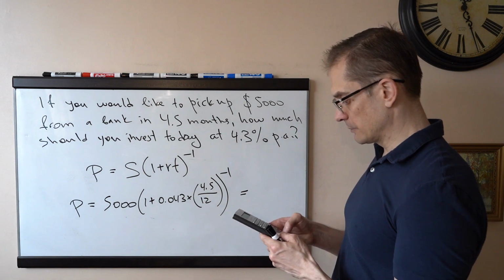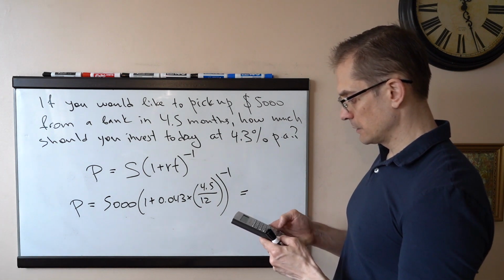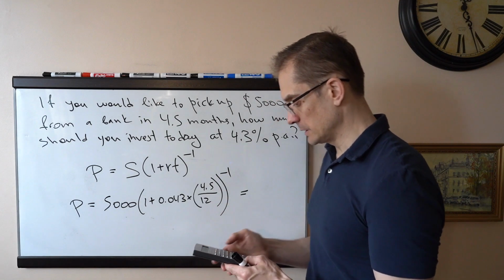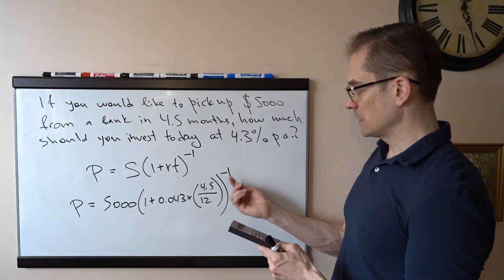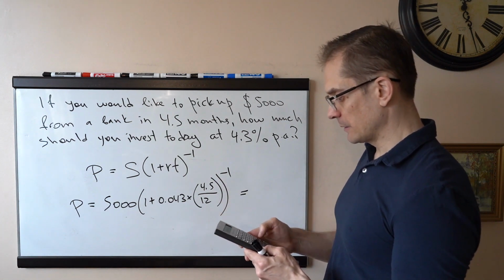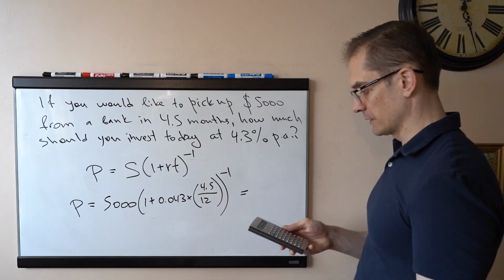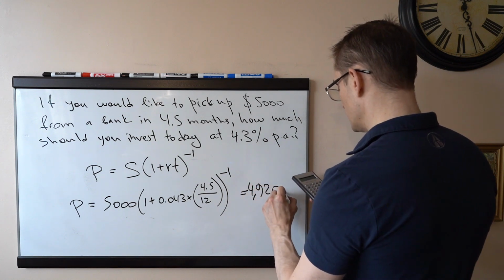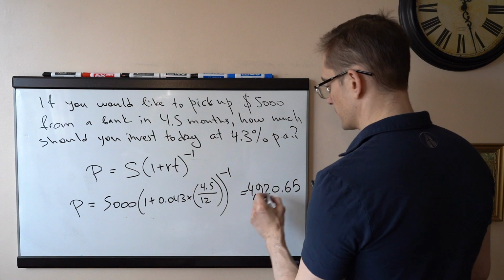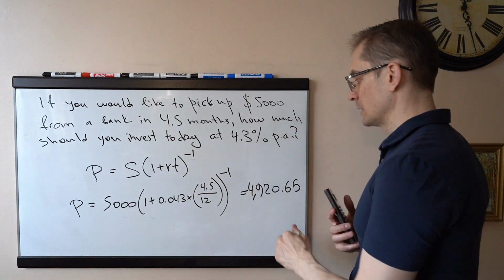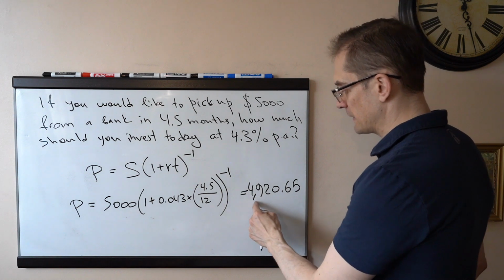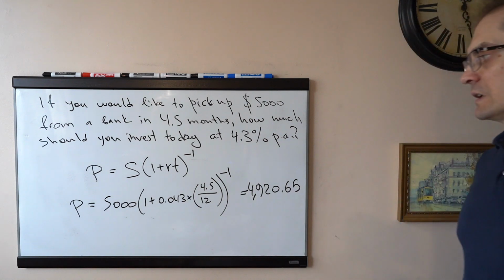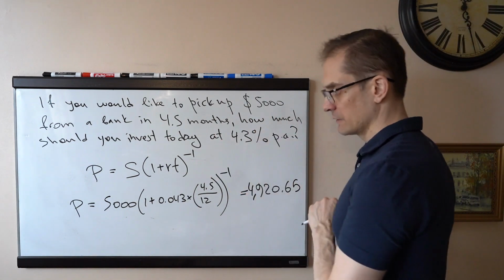Then I multiply by 0.043 plus 1. So after I divide this, I multiply by 0.043 plus 1. Exponent: I take the exponent negative 1. And then I multiply by 5,000. So the answer is 4,920.65. So that's my principal, and that's the amount of money, rounded to 2 decimals, that you must invest for 4.5 months for you to get $5,000.